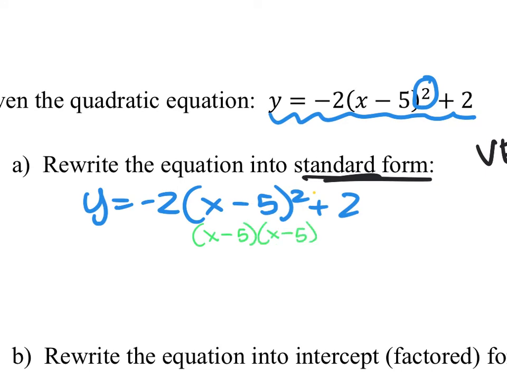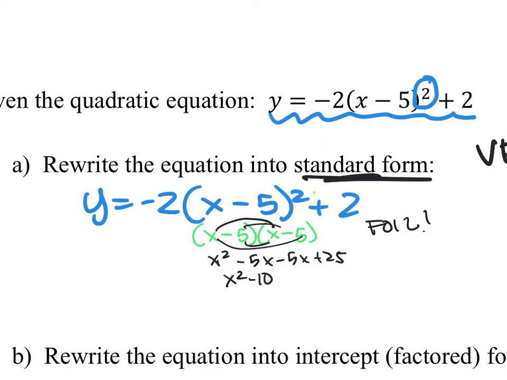So what I would have you do next, you guys, is really do this step by step, because we definitely need to have practice with this. Anything squared, you're multiplying it by itself. This is FOIL. So what do we do? First times first, x squared. Outer, minus 5x. Inner, minus 5x. Last, plus 25. Combine those two middle terms because they are like terms, and we have x squared minus 10x plus 25.